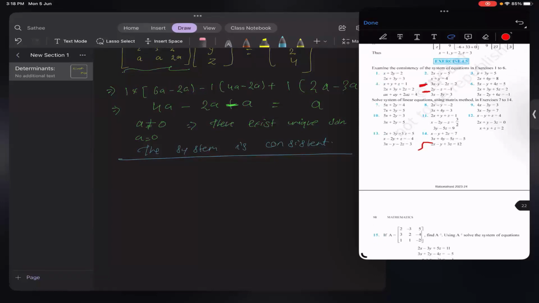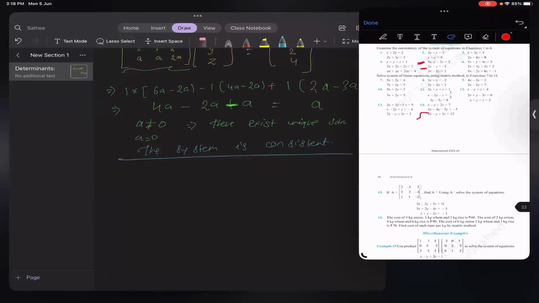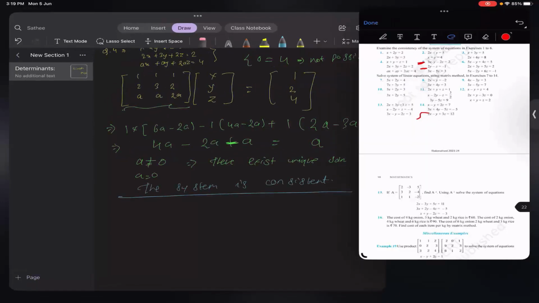In this way you can form the matrix and check for the consistency of the solution. Now let's try to solve the equations. Let's take question number 11.